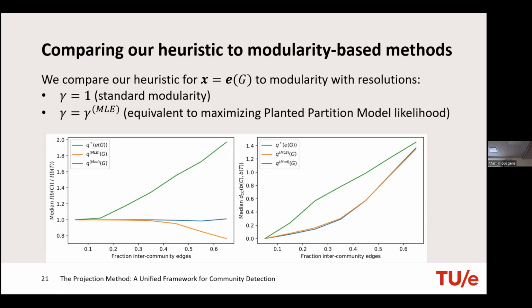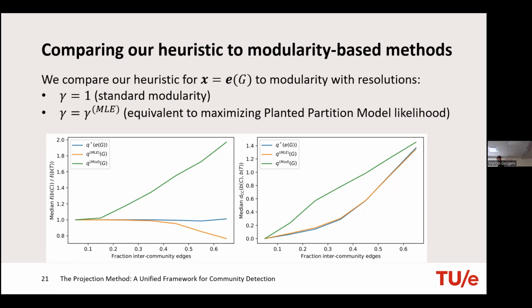So here we see standard modularity. We see that it tends to result in clusterings that have much higher granularity, while for this maximum likelihood method, it results in clusterings that are slightly lower granularity, more fine-grained than the true clustering. And then this blue line over here is if we just apply our heuristic, and we see that it stays close to 1, which means that the clusterings are of the same granularity.